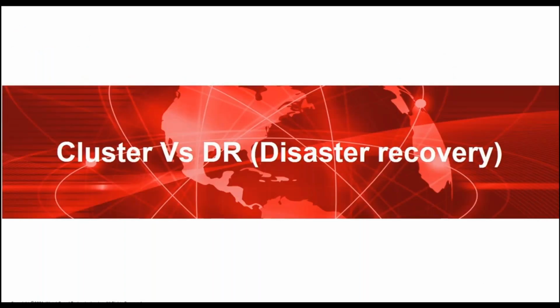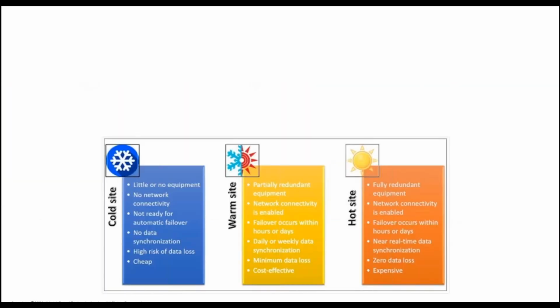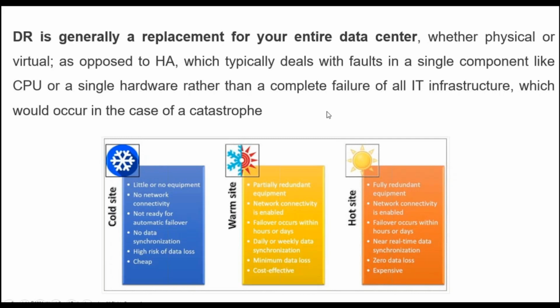All right, so let's get started and take a look at the definition of what a disaster recovery is, what a cluster or high availability is, and the relationship between these terms. When it comes to disaster recovery, DR is usually a replacement of the entire data center. Let's say that you have multiple data centers, or an HQ and another site where you want everything replicated in case the first one is not available.